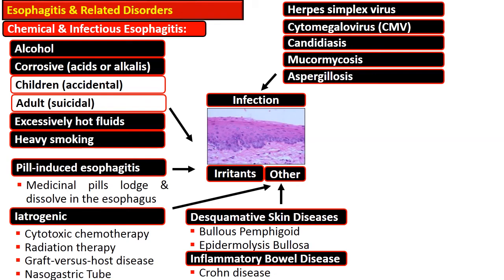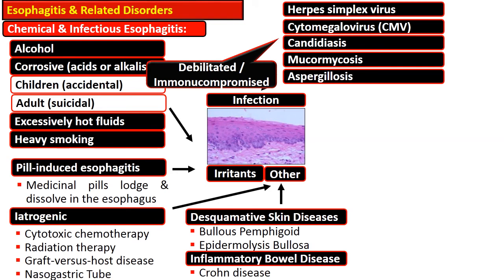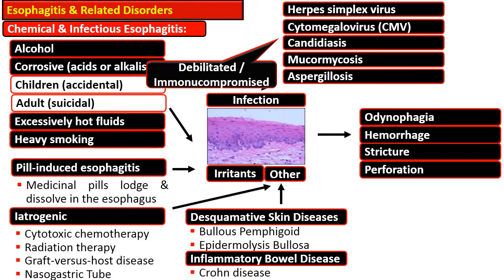Infections are also responsible for the development of esophagitis. The important or common ones are herpes simplex virus, cytomegalovirus, candidiasis, mucormycosis, and aspergillosis. Candidiasis and other fungal infections are seen in immunocompromised and debilitated patients. Then the insult results in the clinical picture. The symptoms of this esophagitis are odynophagia, hemorrhage, stricture, or perforation.